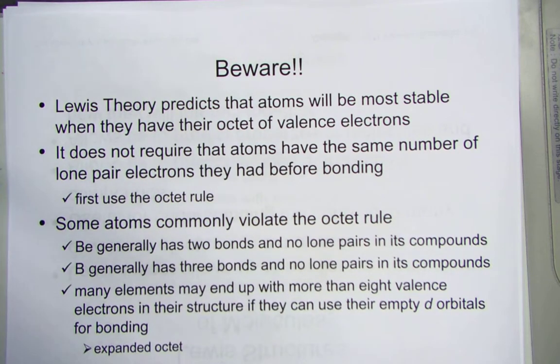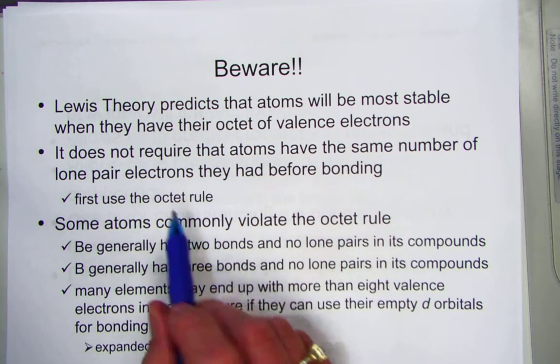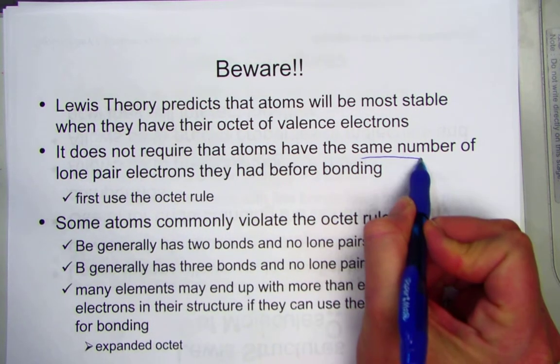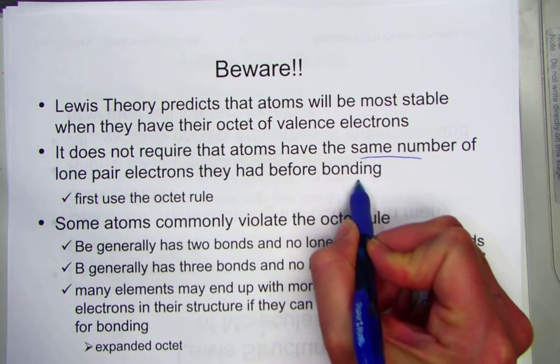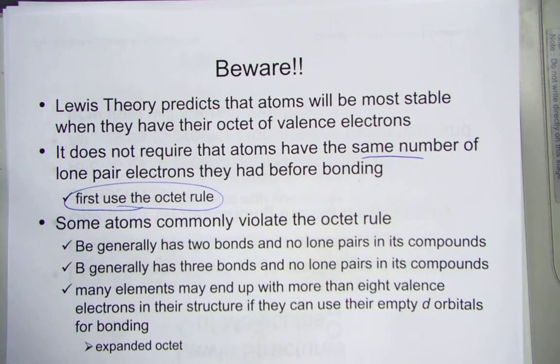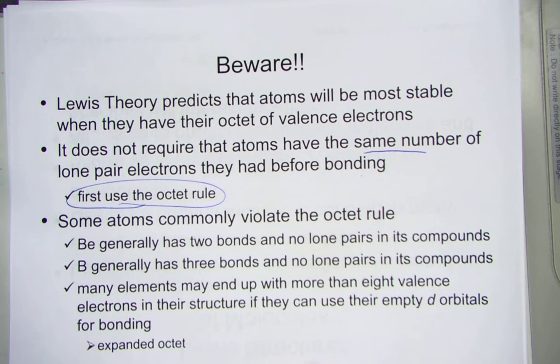And it says, beware, it must be a warning. Lewis theory predicts that atoms will be most stable when they have their octet of valence electrons. We learned that as the octet rule. It does not require that atoms have the same number of lone pair of electrons they had before bonding. So always the primary goal is to get everyone the octet that it so desires. Some atoms commonly violate the octet rule, and the more we practice, the more that you generally see this.